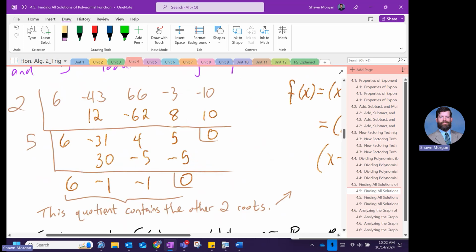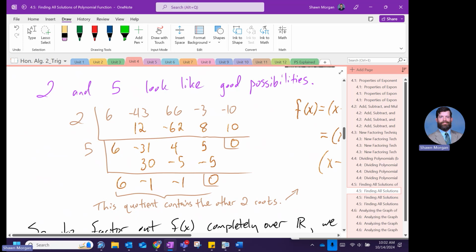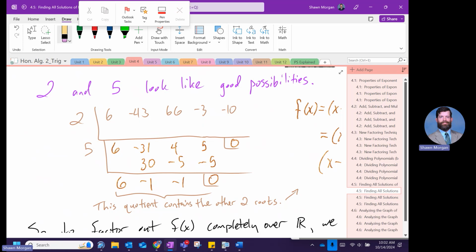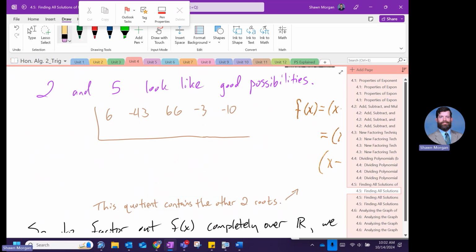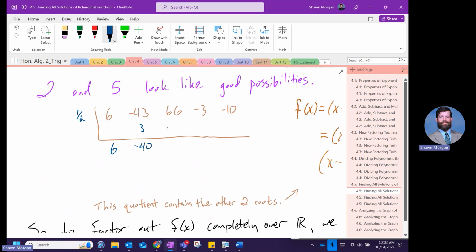Could I have taken out a 1/2 using synthetic division at the very beginning? Absolutely, I could have. In fact, let's mess this example up and do that just for kicks. We'll take out a 1/2 and bring the 6 down. 1/2 times 6 is 3. Negative 40 times a half is negative 20. 46 times a half is 23. Take away 23, 20 times a half is 10. And you get 0.